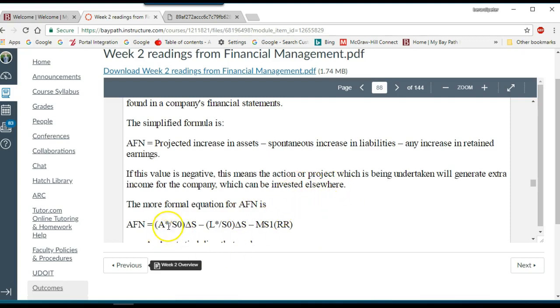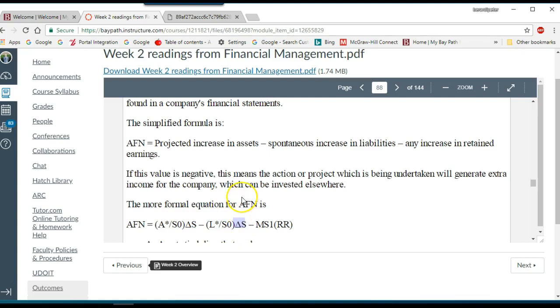So it is your assets as a percent of sales, which is the change in sales, not the total sales. So you have to take the 5.5 million minus the prior year's sales. You want the change in sales, which is sales one minus sales zero. So the assets as a percent of total sales, multiplied by the change in sales, minus spontaneous liabilities as a percent of sales, times the change in sales.